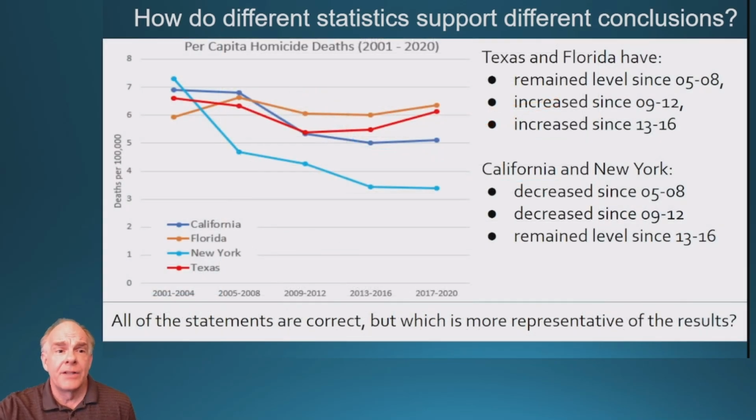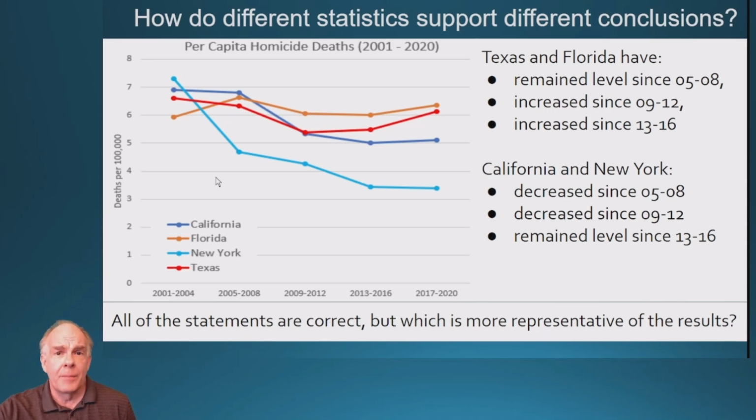So to combine the analysis on the three previous slides, we could come up with a statement that says, for Texas and Florida, the per capita homicide deaths have remained level since 2005 to 2008, or we could say that they've increased since 2009 to 2012, or we could say they've increased since 2013 to 2016. In contrast, if we take a look at California and New York, we can say that it's decreased since 2005 to 2008, it's decreased since 2009 to 2012, and remained stable since 2013 to 2016. All of these statements are correct, but what is more representative of the results?